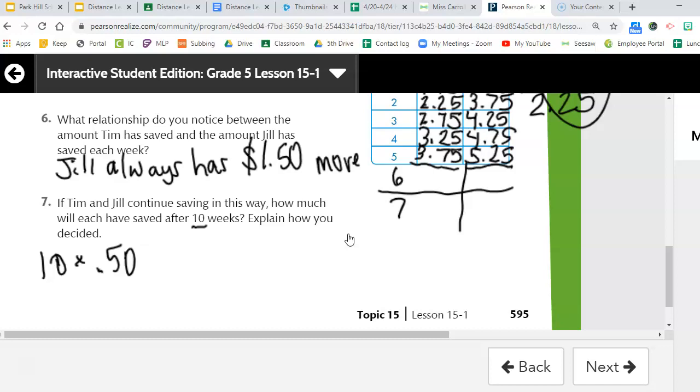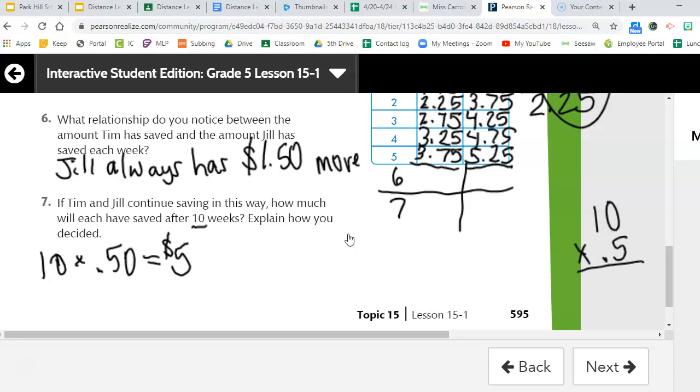50 cents is half of a dollar. So it's actually just going to be cutting the 10 in half, okay? So 10 times 50 cents is going to be $5. You could also solve it. You could go 10 times 50 cents, okay?